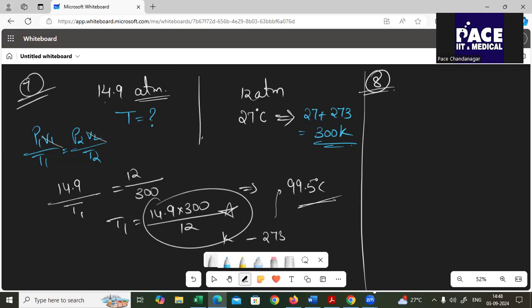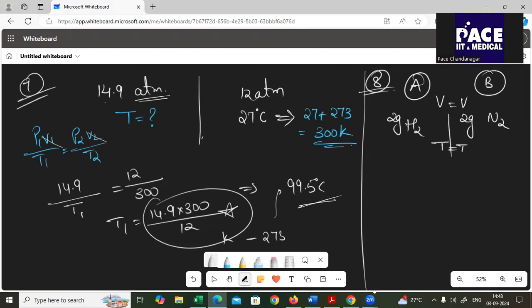Next question: you have flasks A and B of equal size. Flask A and flask B equal size, which means volumes are the same. Then they contain 2 grams of hydrogen and 2 grams of nitrogen respectively at the same temperature also. Temperature also is the same now. Now the number of molecules in flask A is the same again. So P1 V1 by T1 equals P2 V2 by T2. So now the pressure also remains the same.